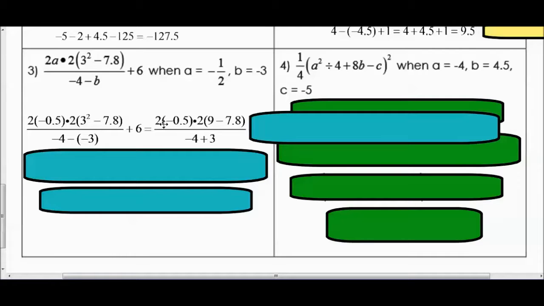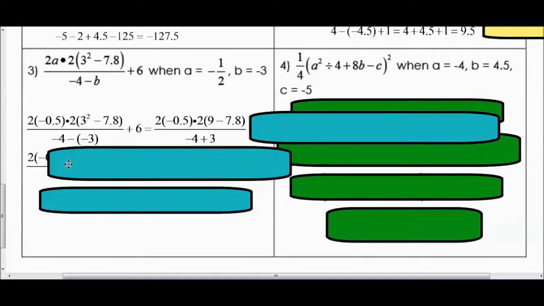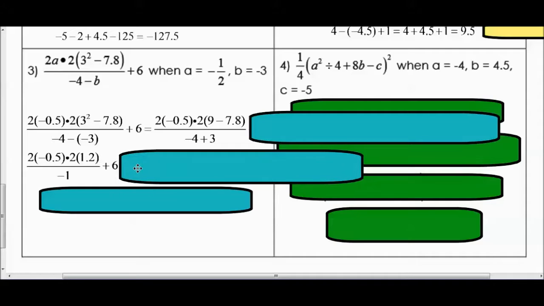Again, you don't really have to do that. You can plug this into the calculator. Negative 4 minus a negative 3. It's the exact same thing. It'll give you the exact same result as this will. Now I'll do the last step inside the parentheses, just that subtraction. 9 minus 7.8. That's 1.2 there. And I'll do the addition on the bottom. Negative 4 plus 3.